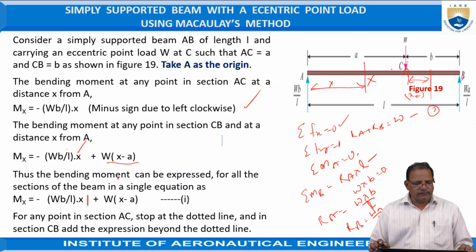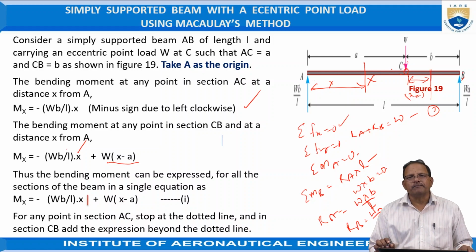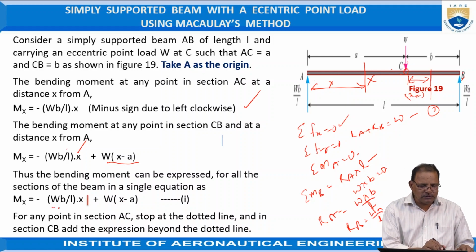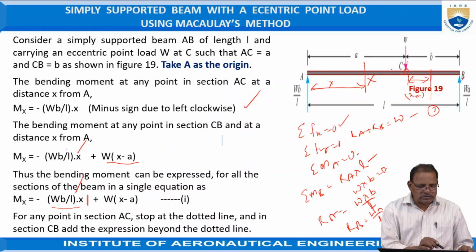Thus the bending moment can be expressed for all sections of the beam by using only a single equation. Now the modified equation can be written as Mx is equal to minus of W b by L into x, then a dotted line, plus W into x minus a. The first part of the expression up to the dotted line represents the bending moment at a distance x up to C, that is x is equal to a. So when the point lies before the point C, that is before the distance a with respect to the end A, we have to consider only the first term as shown in figure.